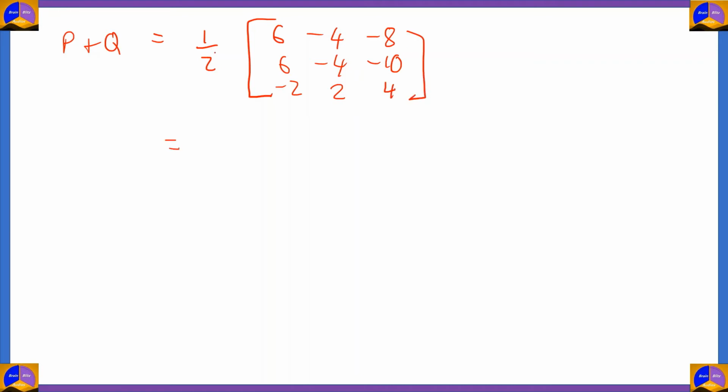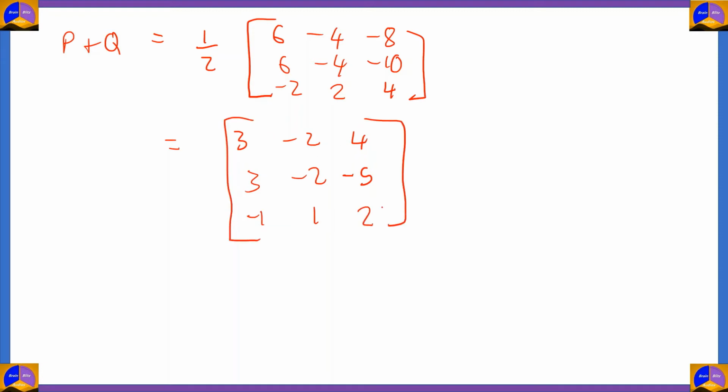Now we multiply half to each of the elements. So half of 6 is 3, half of minus 4 is minus 2, half of minus 8 is minus 4, half of 6 is 3, half of minus 4 is minus 2, half of minus 10 is minus 5, half of minus 2 is minus 1, half of 2 is 1, half of 4 is 2. So this will be P plus Q.